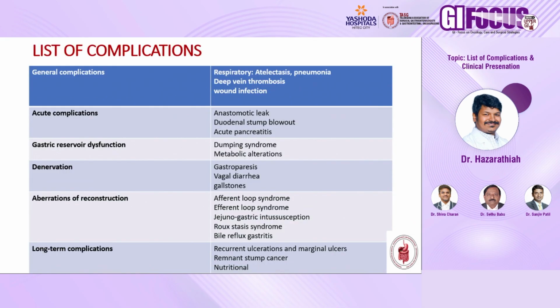There are so many complications, like general complications: any pulmonary complication like atelectasis, pneumonia or respiratory failure, deep vein thrombosis, wound infection. All these come under general complications. Or acute complications like anastomotic leak or duodenal stump blowout and acute pancreatitis, although very rare. And gastric reservoir dysfunction like dumping syndrome and metabolic alterations. And because of denervation, there can be gastroparesis, vagal denervation, diarrhea and gallstones.